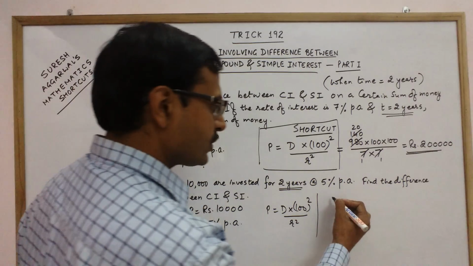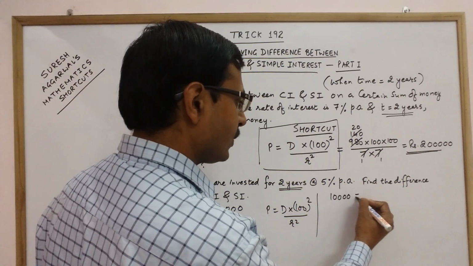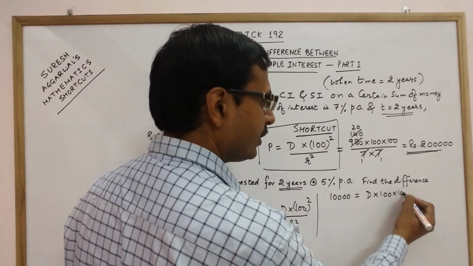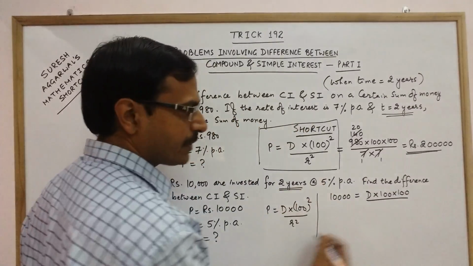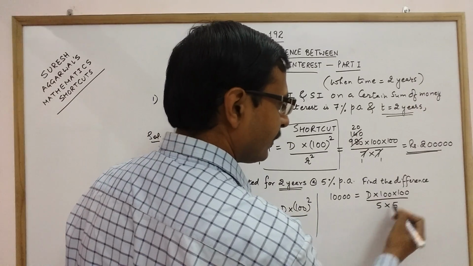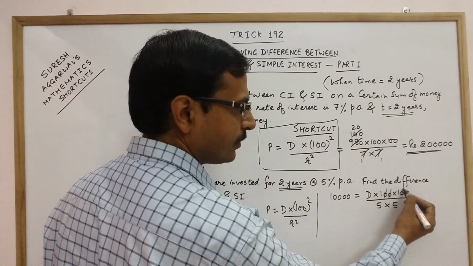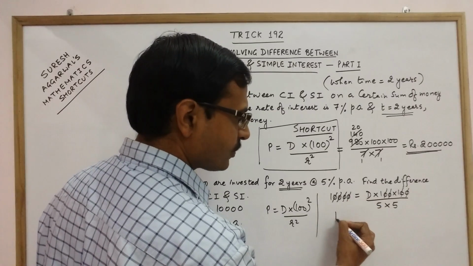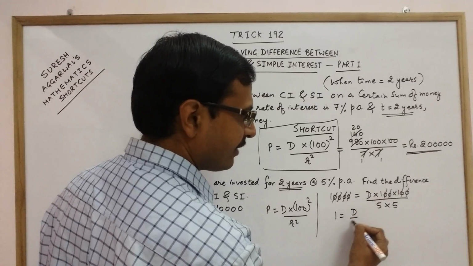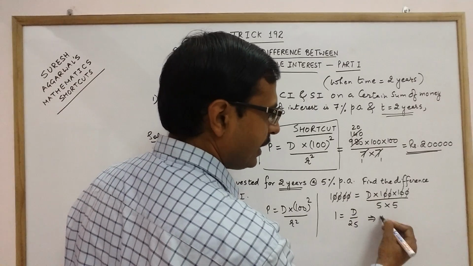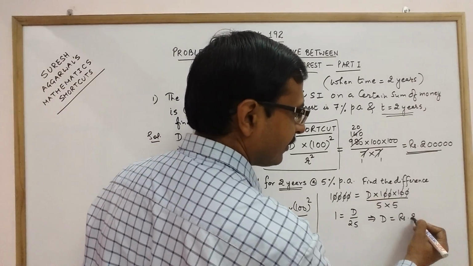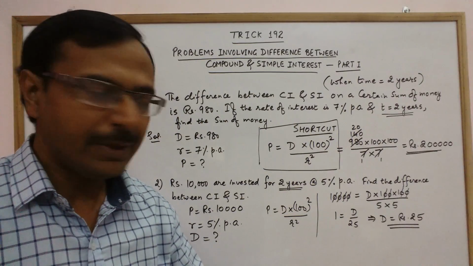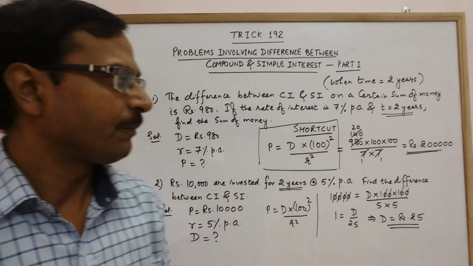Now P given is 10,000 is equal to D we need to find into 100 upon R is 5%, so 5 into 5. So here you see four zeros cancel out. So this becomes 1 is equal to D upon 25. So very simple, D comes out to be rupees 25. So directly the difference between compound interest and simple interest will be rupees 25.